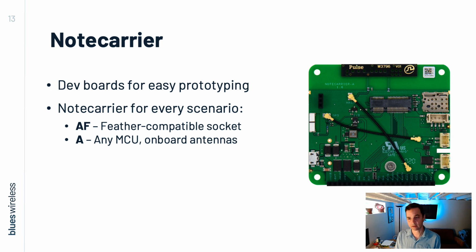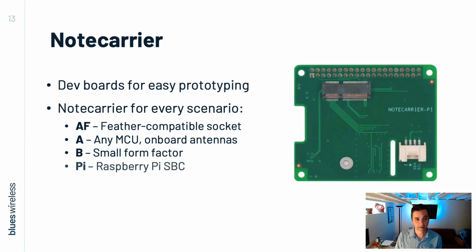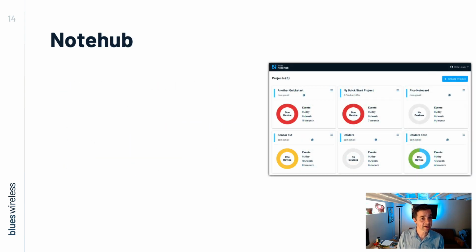The A model includes headers that let you hook it up to any microcontroller you want. The B is a small form factor Notecarrier. And the Notecarrier Pi is a Pi hat for working with any Raspberry Pi compatible single board computer. That's what we're going to be using today. Finally, again, Notehub is this Blues Wireless cloud service that receives data from the Notecard and in turn routes it to your cloud application of choice.